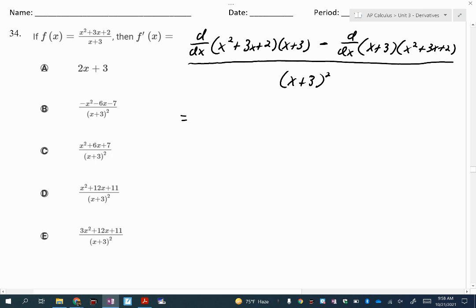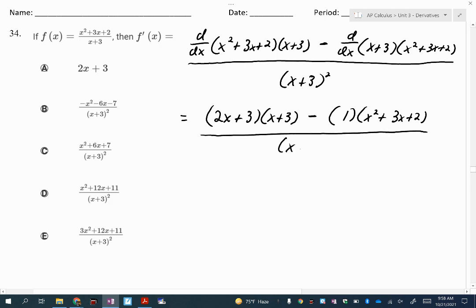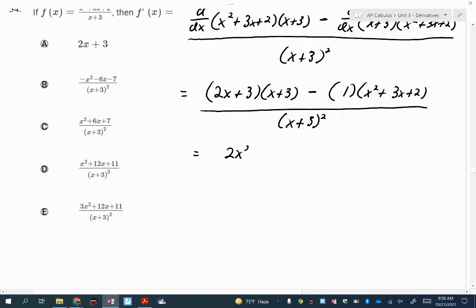All right, the derivative of the numerator is going to be 2x plus 3 times the original denominator, minus the derivative of x plus 3, which is just 1, all over the denominator squared. Distribute: 2x times x is 2x squared, 2x times 3 is 6x, 3 times x is 3x, that gives you 9x plus 9. Minus, I'm going to distribute the negative with the 1, minus x squared minus 3x and minus 2.